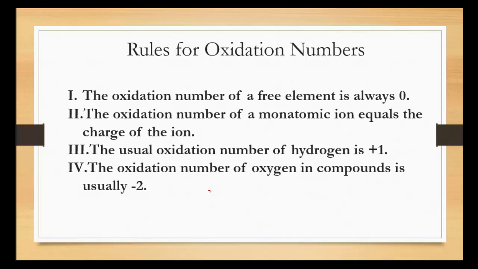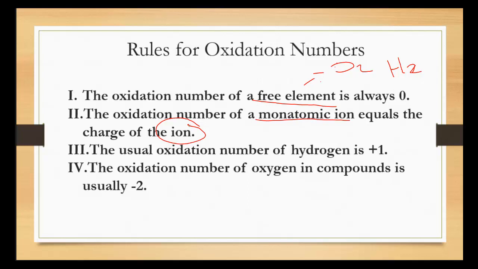So the first thing we're going to learn is how to determine the charge. If it's a free element all by itself, like Cu, Mg, something right off the periodic table, it is 0. Don't be fooled: the diatomic molecules, if they're by themselves, O2, H2, those are also zeros. The oxidation number of a monatomic ion equals the charge of the ion. So if it's already lost an electron, it's going to be that charge. For instance, sodium, if it reacted with chlorine, is already going to be Na+.